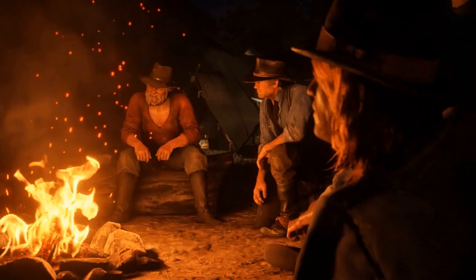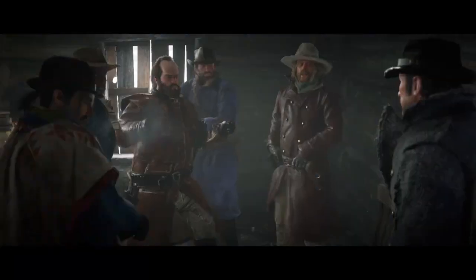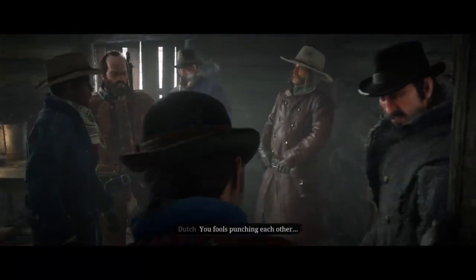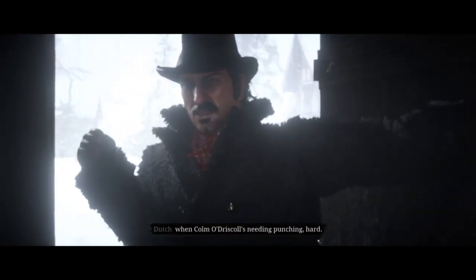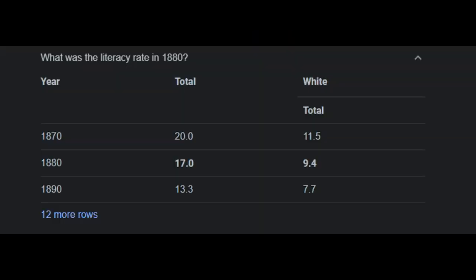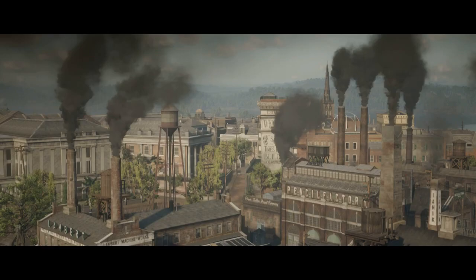The people he saved, keyword, saved, view him as a hero, a kind man who assists the lowly and beaten, who is well versed in speech and can read. In the 1890s, this is very rare to find. Even the most decent paying jobs required you to read, which again is interesting.